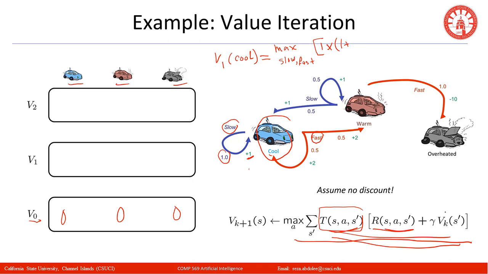And then the gamma factor. Here we assume that gamma is one, so one multiplied by V_k(s'). So what is the value of V_k? Since k is one, V_k is V naught, and for V naught of s', our s' is still cool. Therefore, it's going to be multiplied by zero here. So we computed this first one. From cool, if the action is slow, we only end up with state cool again. So what if we take a different action?